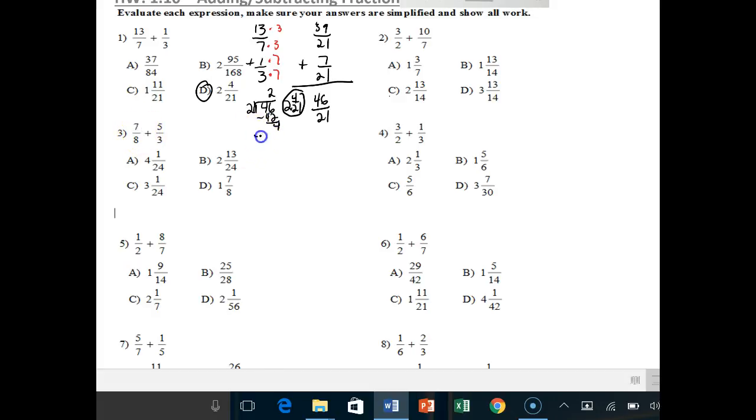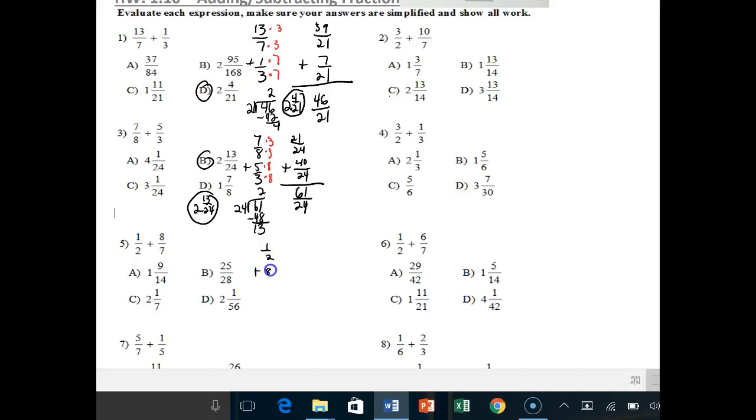Number 3, 7/8 plus 5/3. So I'm going to go ahead and multiply this one by 8, this one by 3, and we get 21 over 24 plus 40 over 24. When I add that up, I get 61 over 24, which again is an improper fraction, so I'll say 24 goes into 61 how many times? 2 times, because that's 48. Sorry for the noise, guys. 61 minus 48 is 13, so I get 2 and 13 over 24. We'll circle this. B is my answer.